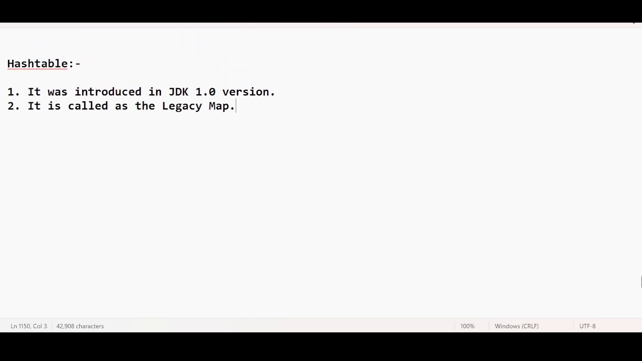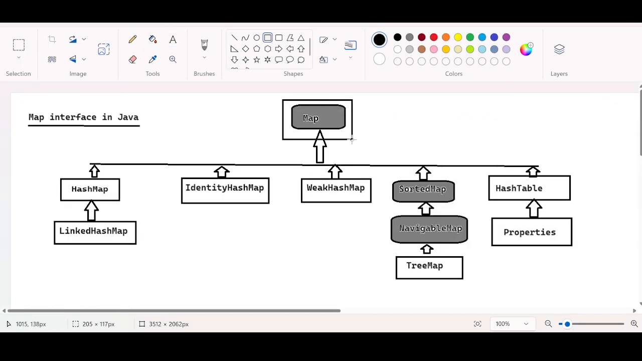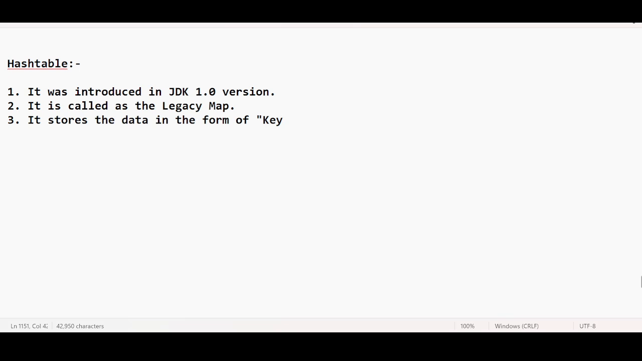And the purpose of introducing hash table is just to store the data in the form of key value pair. It stores the data in the form of what? In the form of key value pair. All the map concepts, when you take all the classes that fall under map, their purpose is to store the data in the form of key value pair. You should not forget this. Everything under map is going to store the data in the form of key value pair. Okay, the third point is also clear.